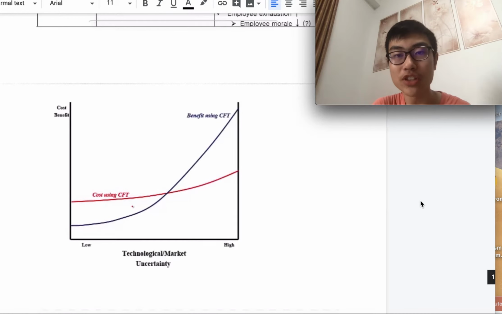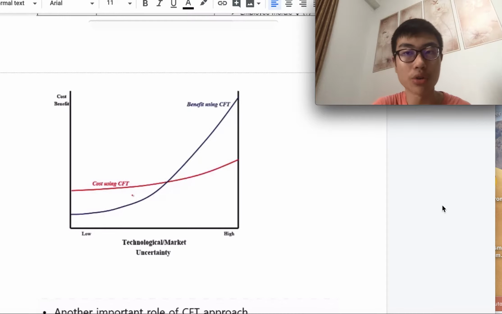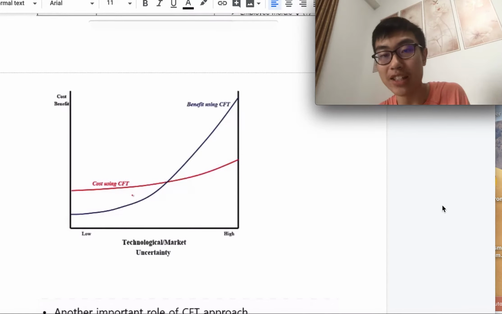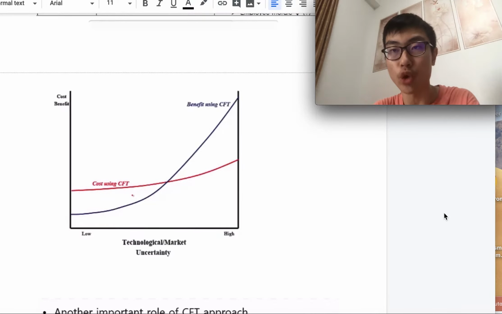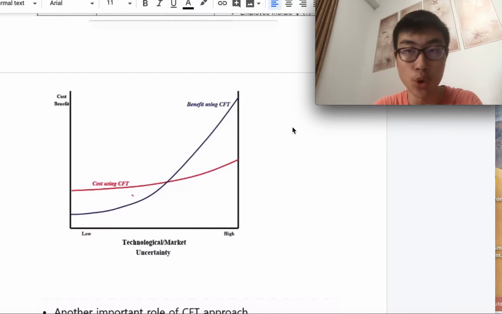So continuing our discussion on CFT and the traditional approach. First of all, we know that CFT works best when there's flexibility, when there's more uncertainty. This is because compared to the sequential approach, CFT is able to deal with changes in customers' preferences, changes in the market, the competition, and so on and so forth.